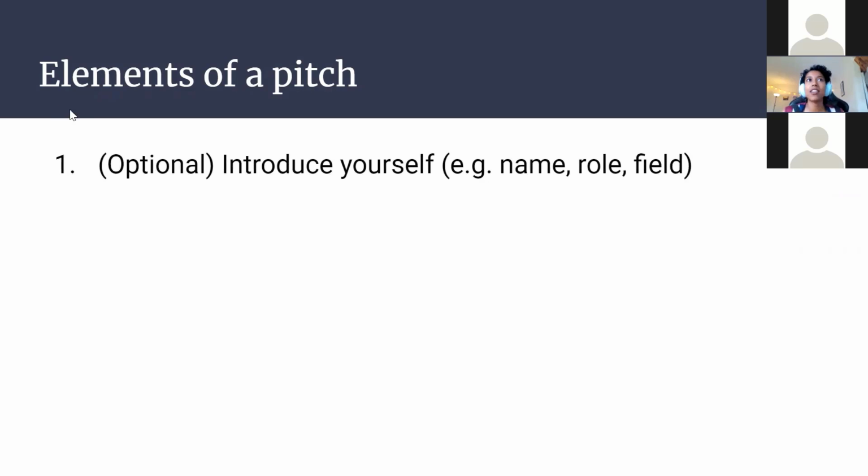So this one is a little bit more optional and depends on the context, but oftentimes you do want to introduce yourself at the beginning of a research pitch, not just because it's a normal thing to do in social interactions, but because sometimes you do want to emphasize why you are the expert to be talking about this topic. So if you're talking to a general audience, maybe you want to mention that you are a researcher who works in this field so that there's a little bit more credibility behind what you're saying.